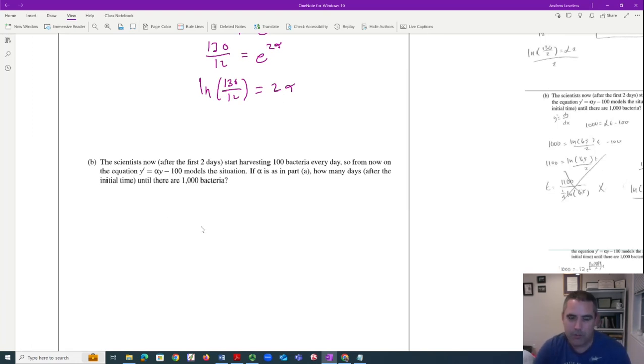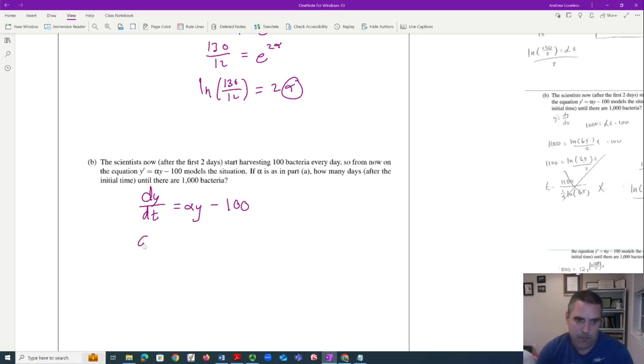So from now on, the differential equation is this. And we have talked about equations like it, so it says now we have a new differential equation. We're going to use whatever that same alpha was, but we're removing 100 a day. But they tell you that. If alpha is the same, after how many days until there are 1,000 bacteria? So now we have to solve this.